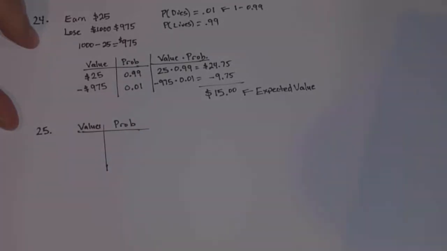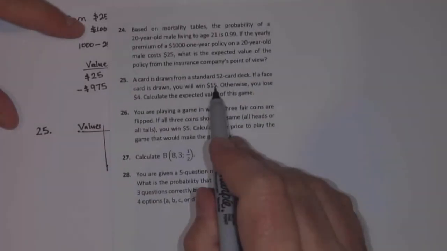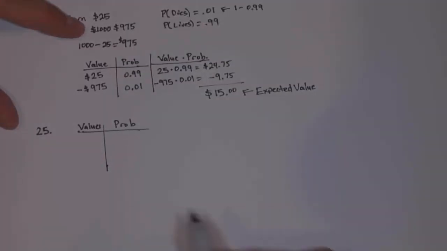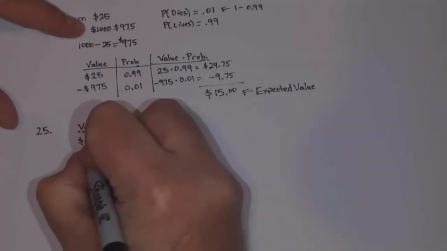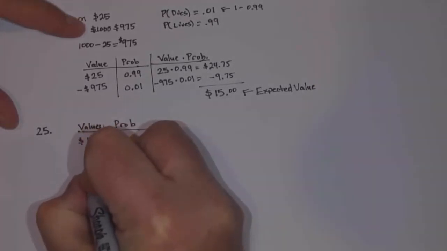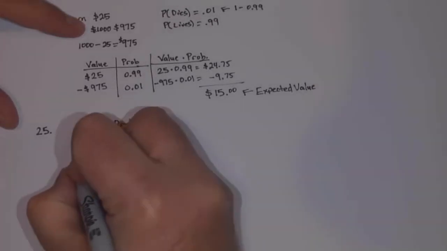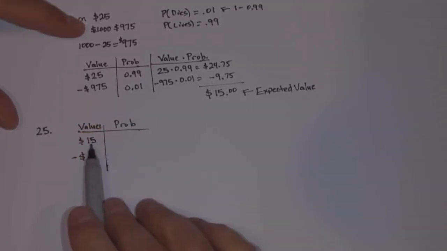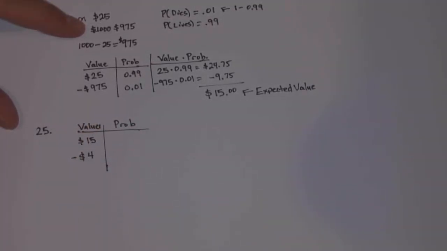So again, in this game, you're either going to win $15 or you're going to lose $4. So those are our two values that we're dealing with, $15 and negative $4. Now we win $15 if we draw out a face card. So the probability of drawing out a face card is 12 out of 52.